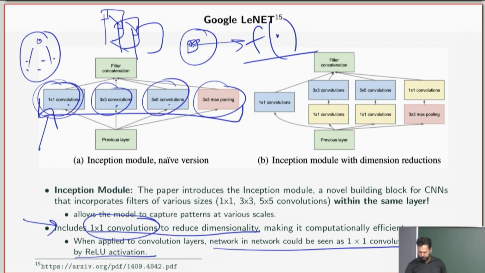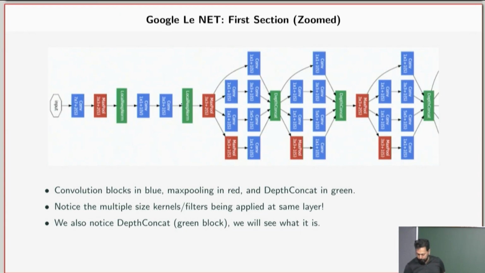So if I'm not wrong, this is the first time they also proposed one by one convolution. Usually, I believe it was not done. Usually people will start with 3 by 3, 5 by 5, and so on. So if you look here, this is convolution, the blue ones. So 1 by 1, 3 by 3, and then here there is a max pooling.